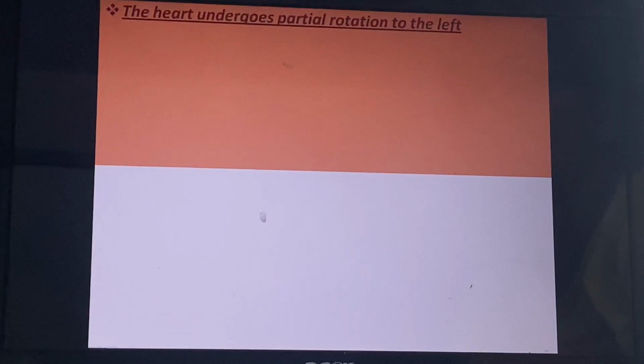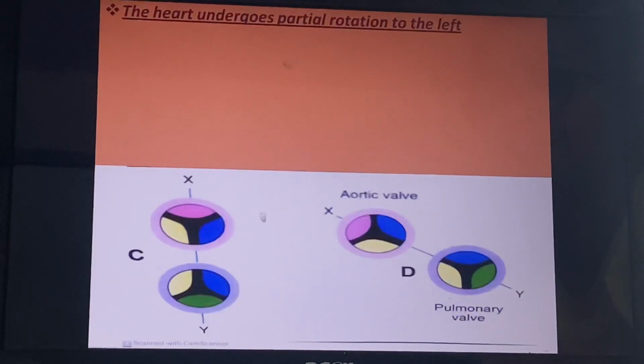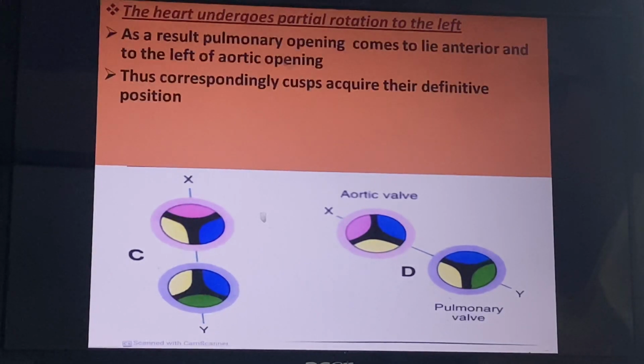Now the heart undergoes partial rotation to the left. As I discussed in my previous lecture, the sinus venosus comes to lie on the posterior side because of the rotation of the heart. Once the partial rotation happens, you can see the movement of the axis. As a result, the pulmonary opening comes to lie anterior and to the left of the aortic opening. You can see this in diagram D. Thus correspondingly the cusps acquire their definite position, as you can see in diagram D.